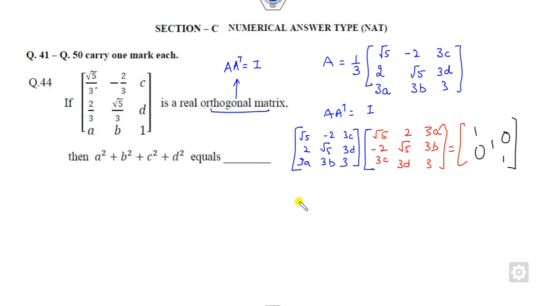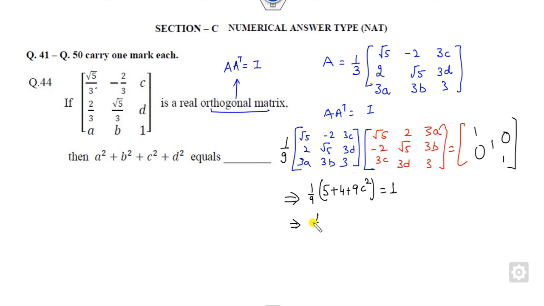So in order to equate them, what will happen? We can simply take the diagonal entries. What is the first diagonal entry? Oh, sorry, it's 1 by 3, and 1 by 3 squared is 1 by 9 also. The first diagonal entry is 5 plus 4 plus 9 c square, times 1 by 9. It must be equal to 1. What is the second diagonal entry?